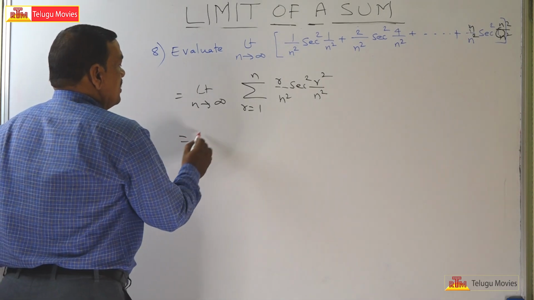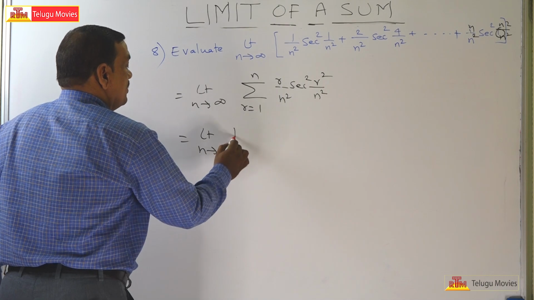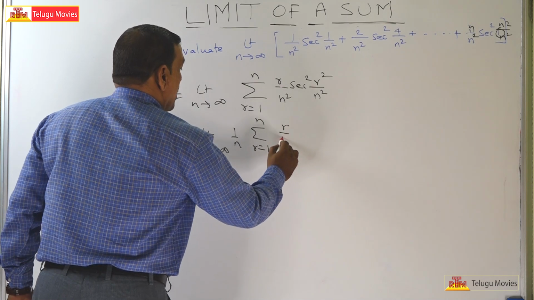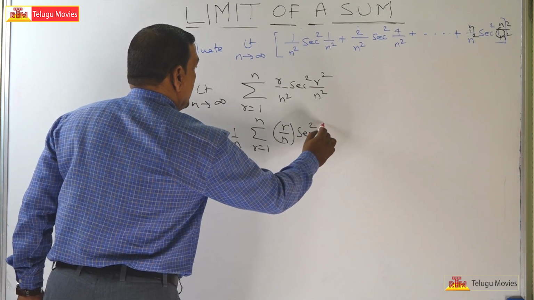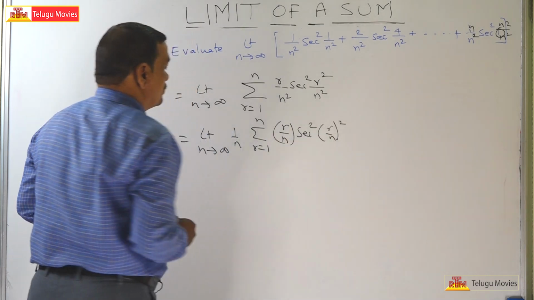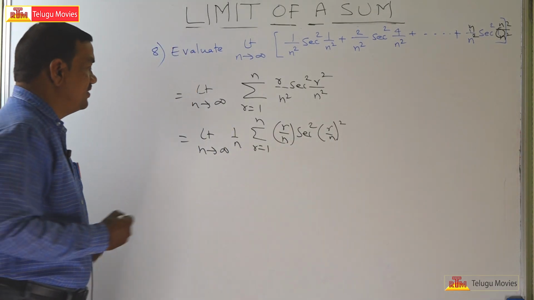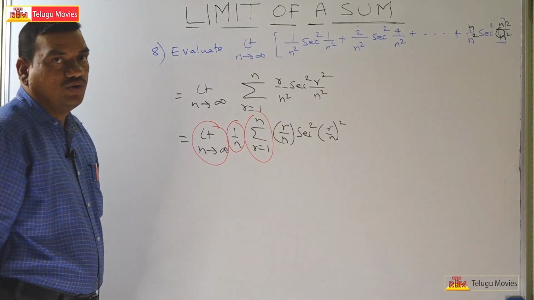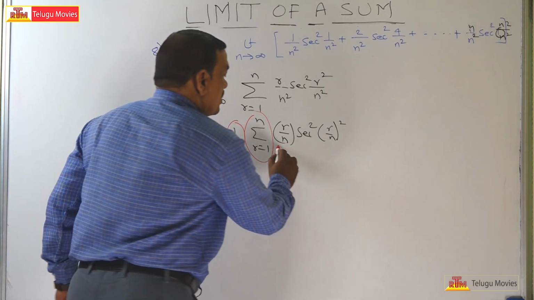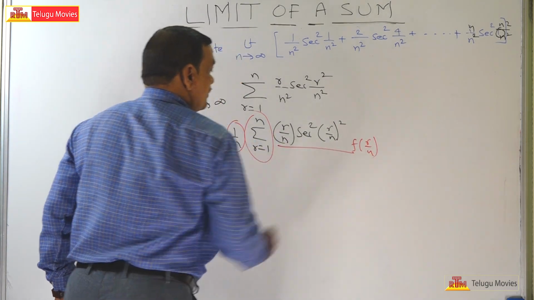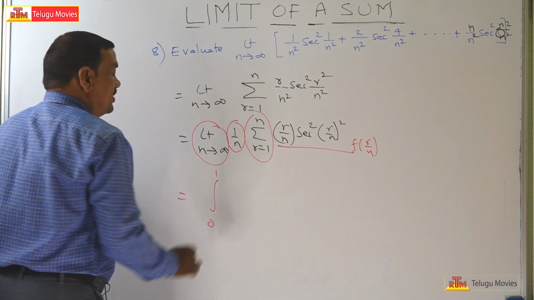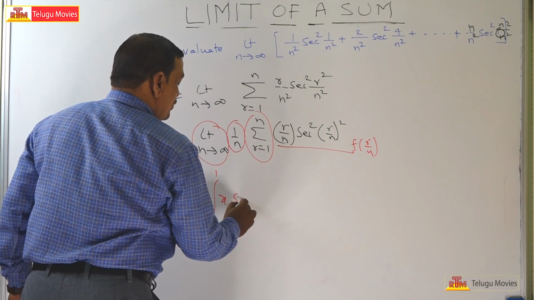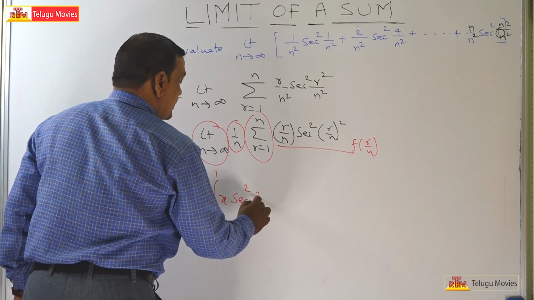So this is limit n tends to infinity 1 by n sigma r runs from 1 to n, r by n secant square of (r by n) whole square. So here everything clear? Limit n tends to infinity, 1 by n is there, sigma r runs from 1 to n is there. So it is a function of r by n. So this can be converted into a definite integral from 0 to 1. Wherever x is there, you put x secant square x dx.